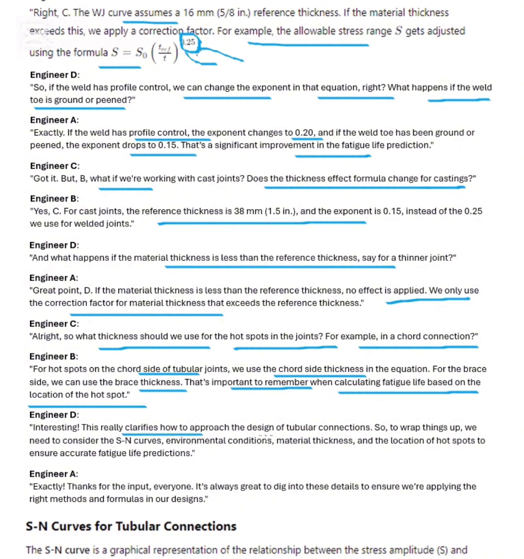This really clarifies how to approach the design for tubular connections. So to wrap things up, we need to consider the SN curves, environmental conditions, material thickness, and location of hotspots to ensure accurate fatigue life predictions. Thanks for your input, everyone. It's always great to dig into these details to ensure we are applying the right methods and formulas in our design.